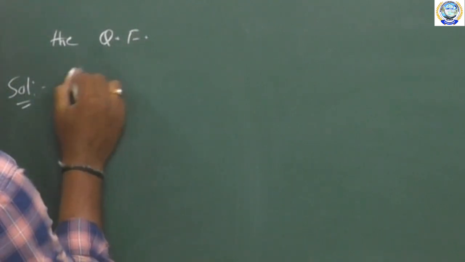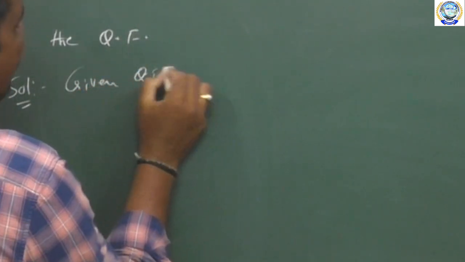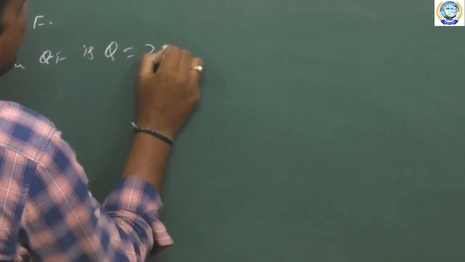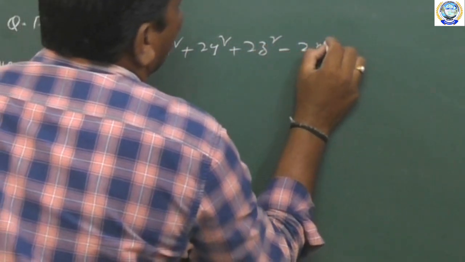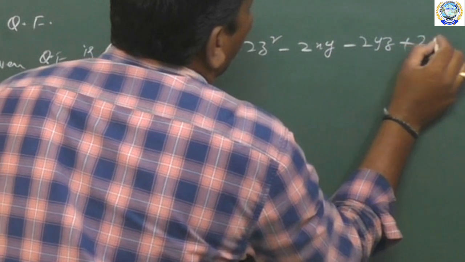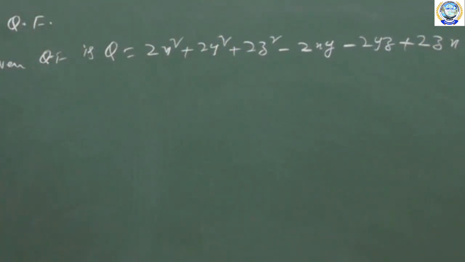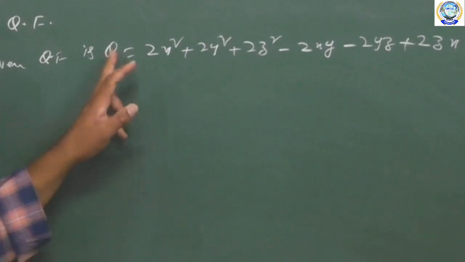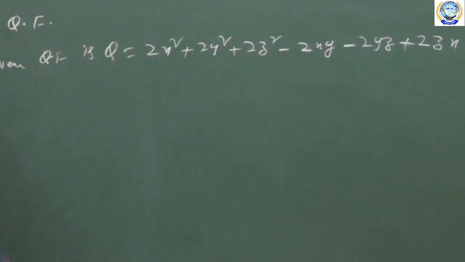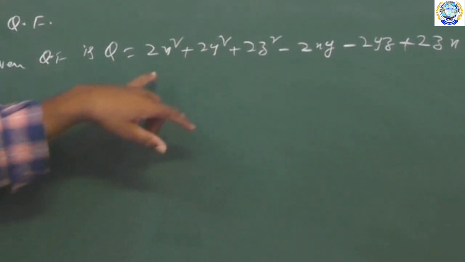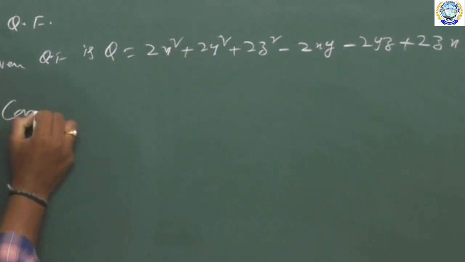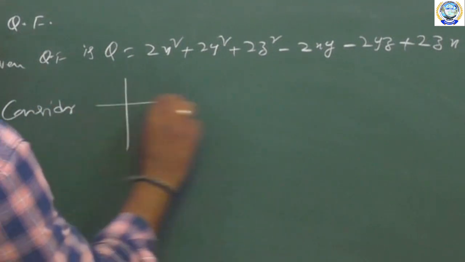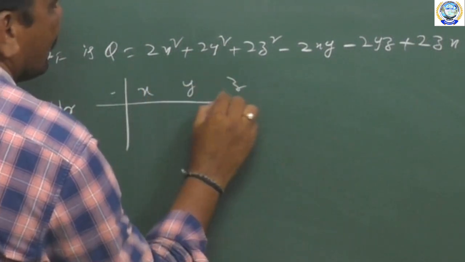The solution is, first we take the given quadratic form as Q. Let the given quadratic form be Q is equal to 2x square plus 2y square plus 2z square minus 2xy minus 2yz plus 2zx. To reduce this quadratic form into a canonical form by using diagonalization method, the working rule is, first to find the real symmetric matrix of this quadratic form. Now consider the following multiplication table with the variables given in Q.